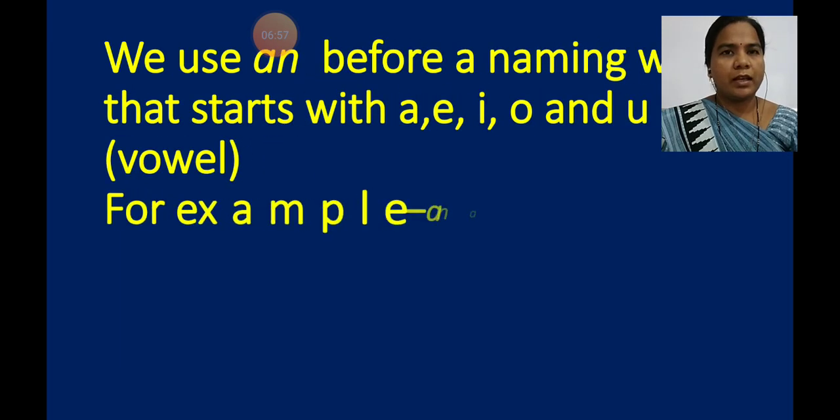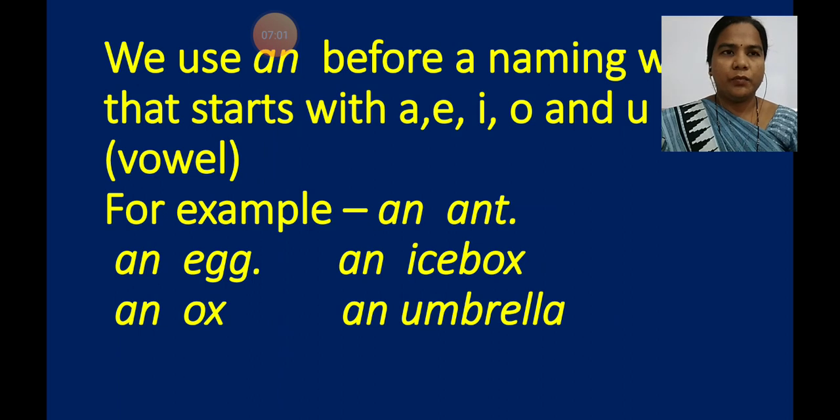When we use an, we use an before a naming word that starts with A, E, I, O and U. It means vowel sounds. When the word starts with vowel sounds, which means A, E, I, O, U, at that time we have to use an. For example, as you can see, an ant. Children, ant is a word. Ant is an insect.